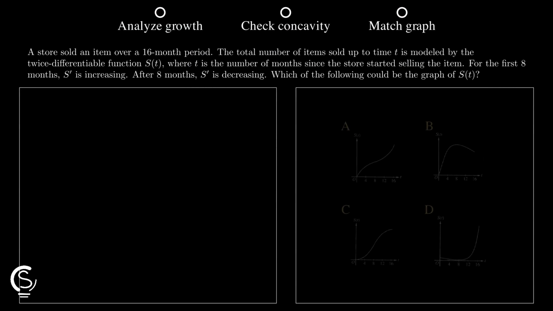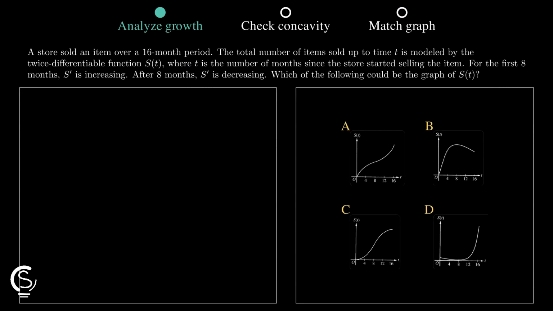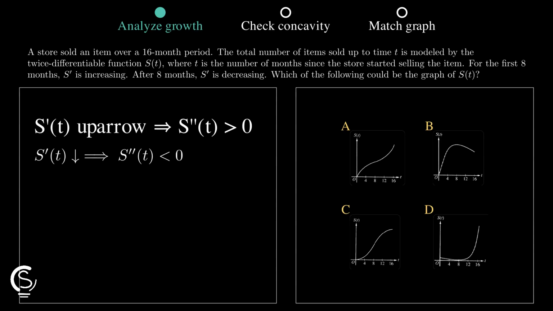Since S prime is increasing, the slope is getting steeper. This means the graph must be concave up. When S prime decreases, the graph becomes concave down. You got this!